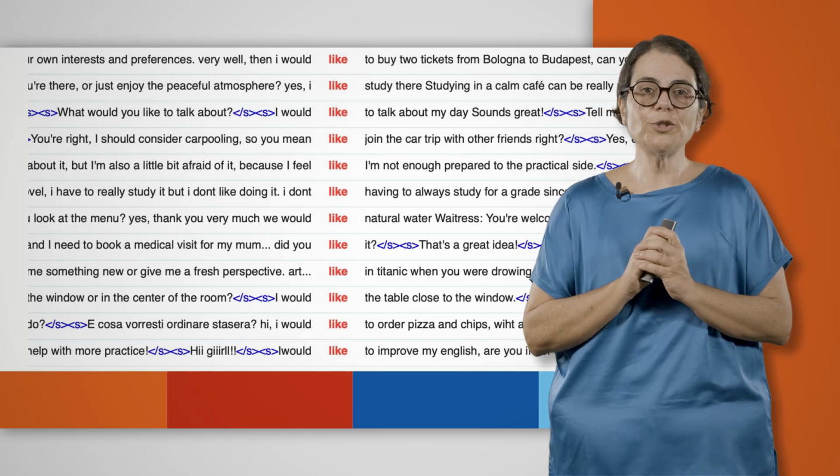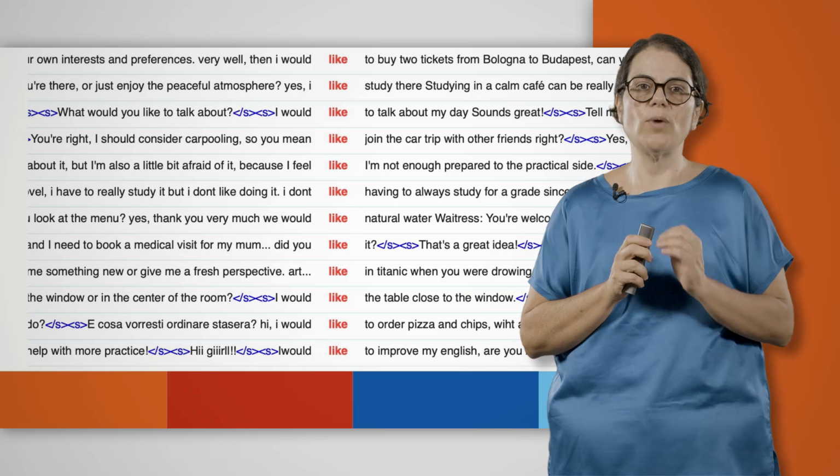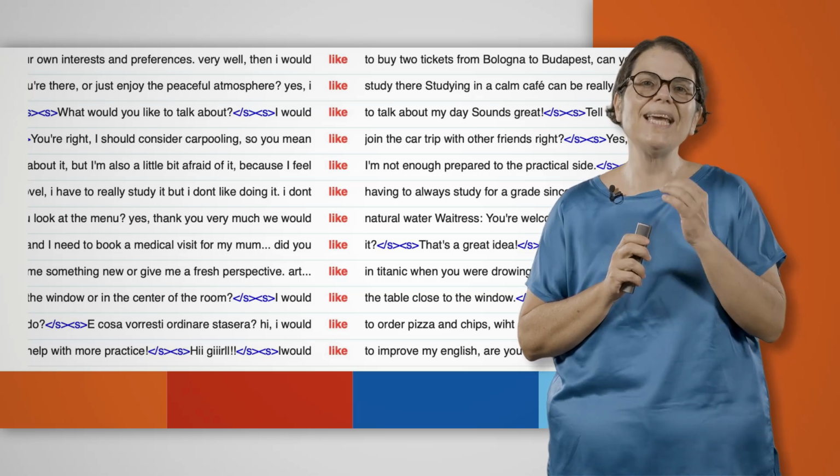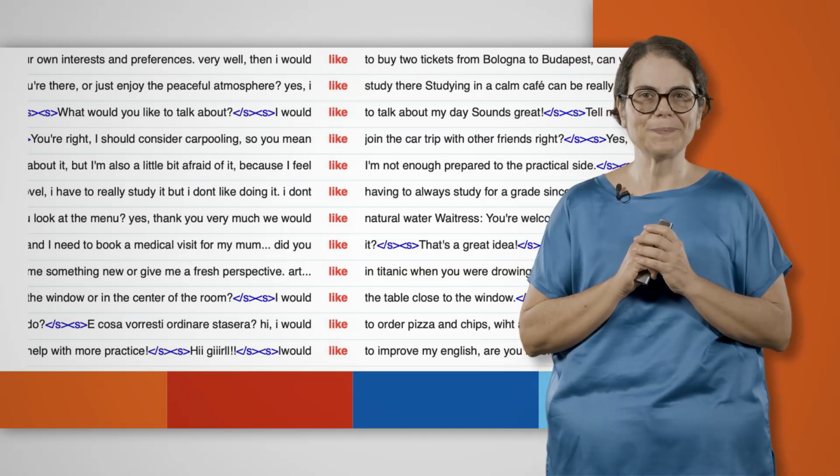We're going to show you two such uses, but take a moment and try to think of other ways in which you use like in informal English. You can pause the video now if you like.